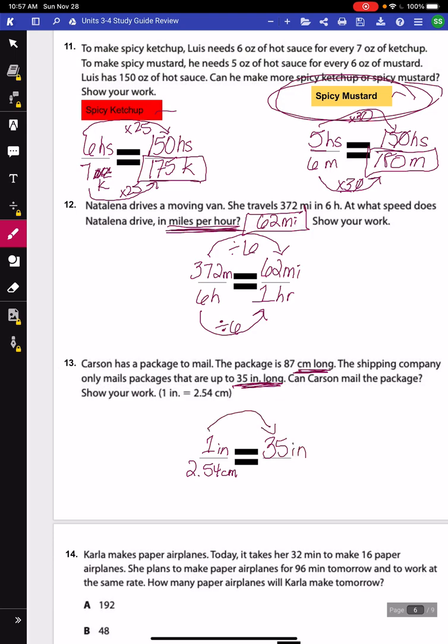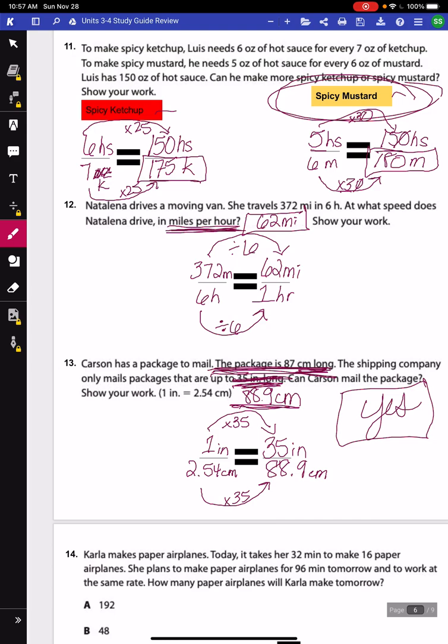So what do I do to 1 to get 35? Multiply by 35. What do I do at the top? Got to do the bottom. So 2.54 times 35 gives me 88.9 centimeters. So if we mark this out and we put 88.9 centimeters, the package that Carson is wanting to mail is 87 centimeters, and he can mail packages that are up to 88.9 centimeters. So, can he mail the package? Yes. Barely, but yes.